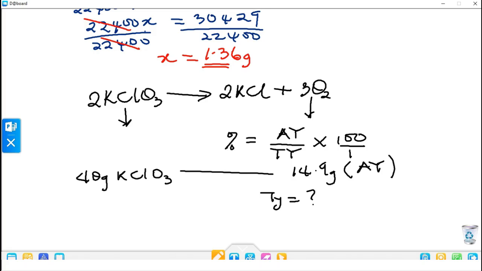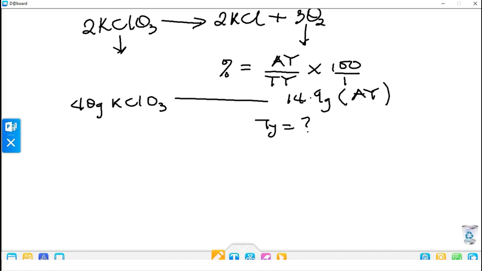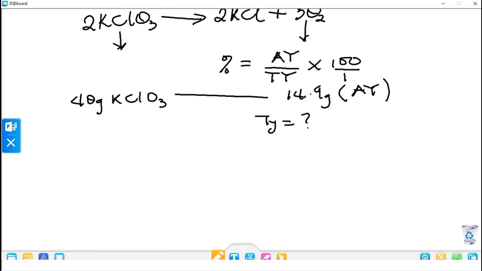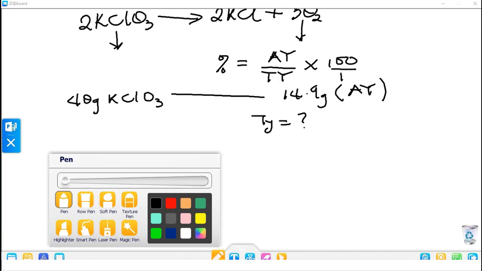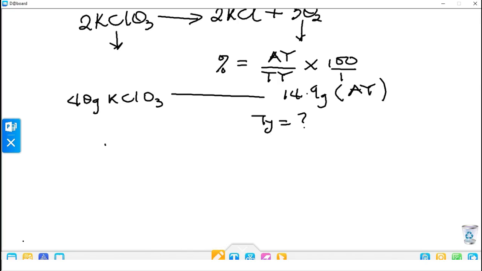So, let us proceed. Just as we've been doing before, from the equation, 2 moles of potassium chlorate produce 3 moles of oxygen gas. So let us take it to mass. What is the molar mass of this compound? Though we've done this before, for the purpose of clarity and to make it sink into our memory more, let us do it again.